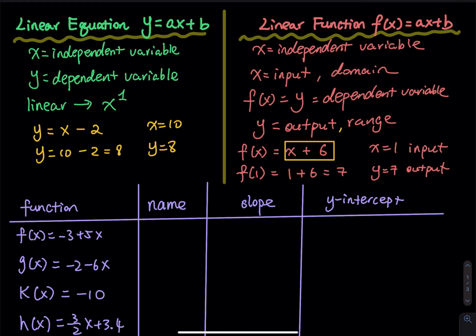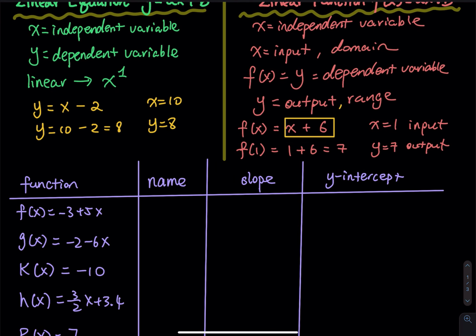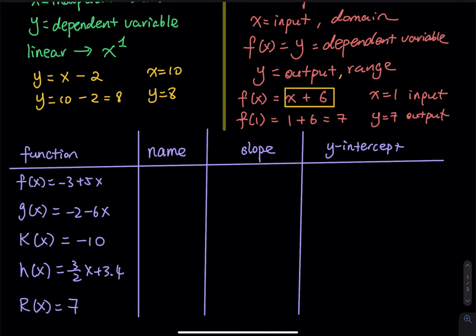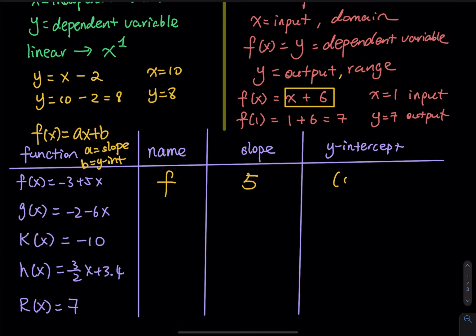Because of that, I'm going to give you a table to practice the name, the slope, and the intercept. They are all linear functions. The first one is f of x equals negative 3 plus 5x. We are using f of x equals ax plus b, where a is the slope and b is the y-intercept. So in here, the name of the function is f. The slope is the number right next to x, that is positive 5, and the y-intercept is when x is equal to 0, y is equal to negative 3.